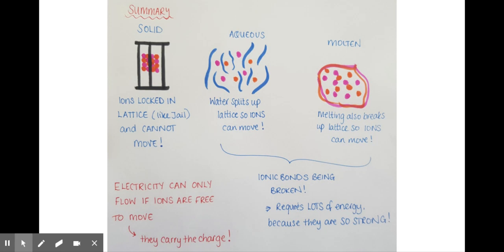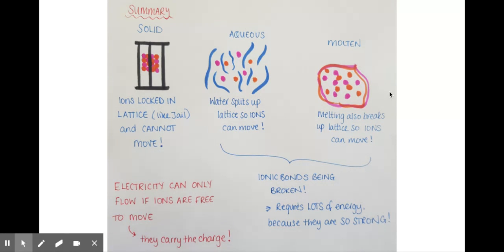Here is a little summary. When ionic substances are solids, the ions are locked in the lattice, kind of like a little jail I've tried to draw here, and can't move. So they don't conduct electricity when solid at all. When they are aqueous, the water splits up the lattice into their ions, and these can move around so they can carry charge with them.